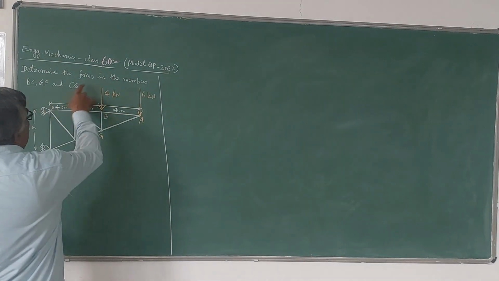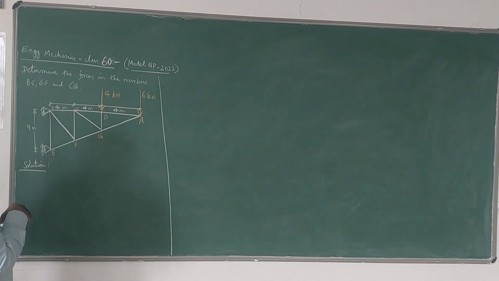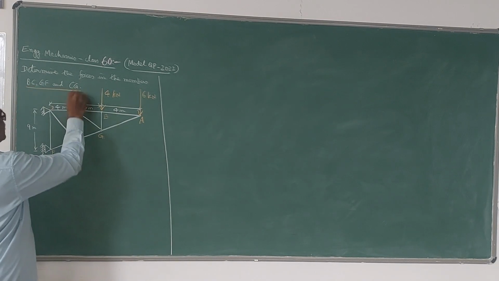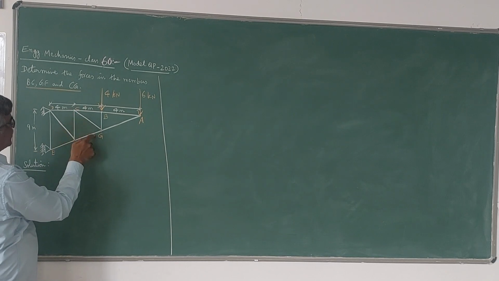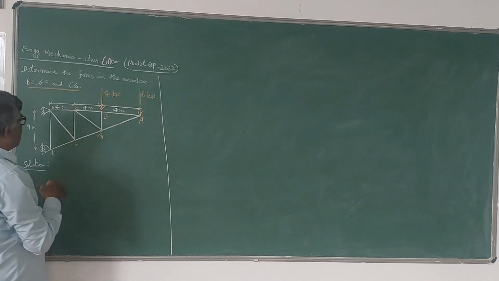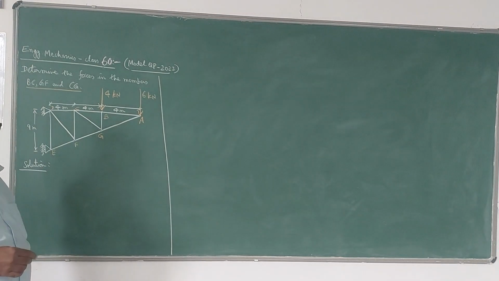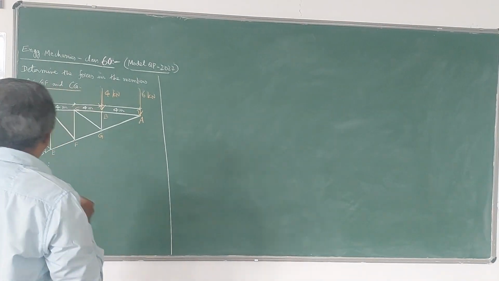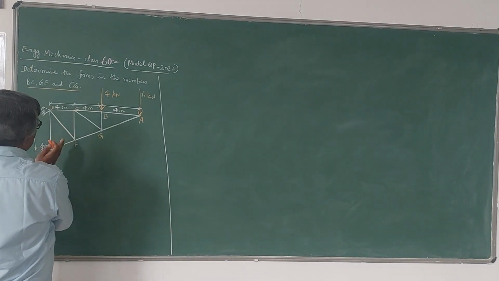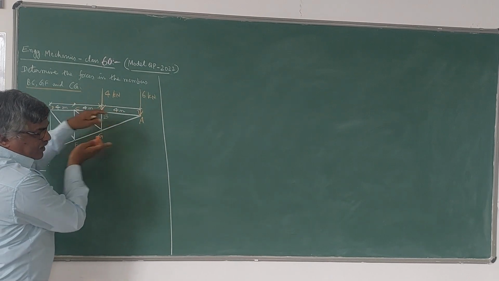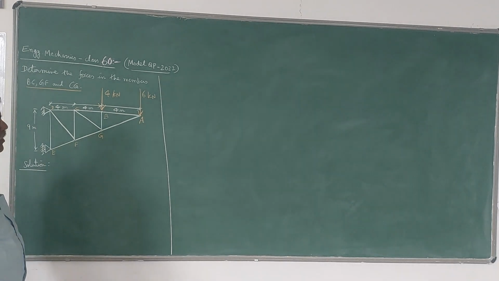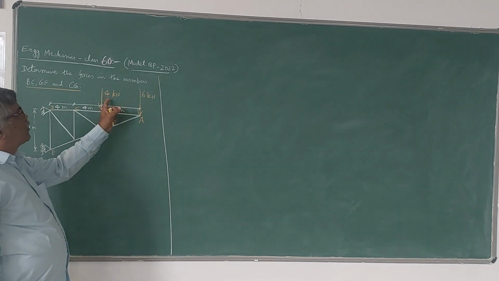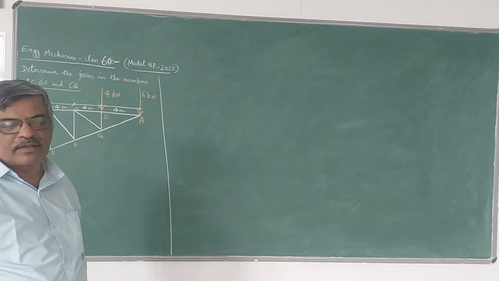Here in this problem, a model question problem: determine the forces in the members BC, GF and CG. So this is the truss given. Of course, it's a cantilever truss. You can take it as a cantilever truss or simply supported horizontally. It consists of so many members subjected to loads 4 kN and 6 kN like this.